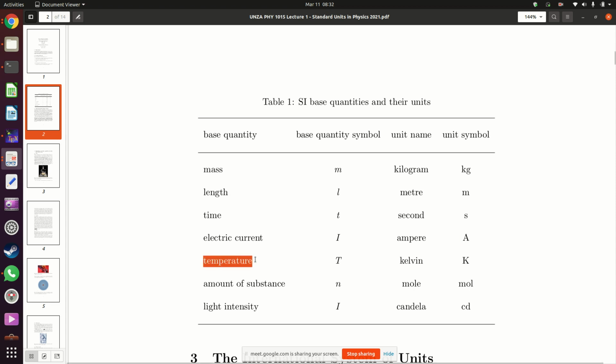Then there's temperature. The symbol for temperature is capital T. The unit name for temperature is the kelvin. Kelvin is also the name of a person, a British scientist called Lord Kelvin, who again lived in the 1700s to 1800s. So the symbol for the kelvin is capital K. You might know temperature from your day-to-day life, where you measure it in degrees Celsius. That's not what we're talking about here. Under the SI system of units, the kind of temperature we are interested in is measured in kelvins, and we're going to talk about these things.